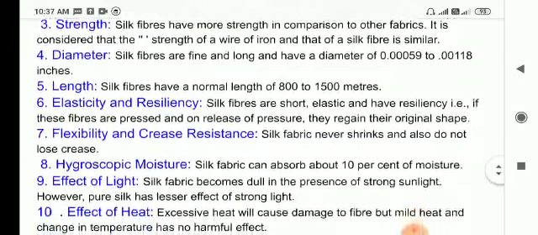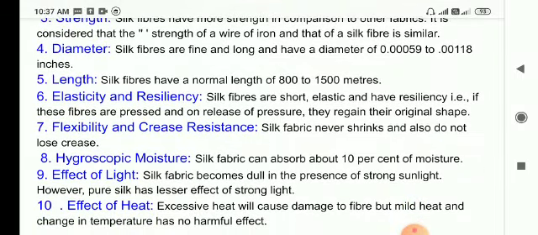And next is flexibility and crease resistance. Silk fabric never shrinks and also does not lose its crease. Next property is hygroscopic moisture. Silk fabric can absorb about 10% of moisture. After that, the effect of light. Silk fabric becomes dull in the presence of strong sunlight. However, pure silk is less affected by strong light. After that, the last is the effect of heat.